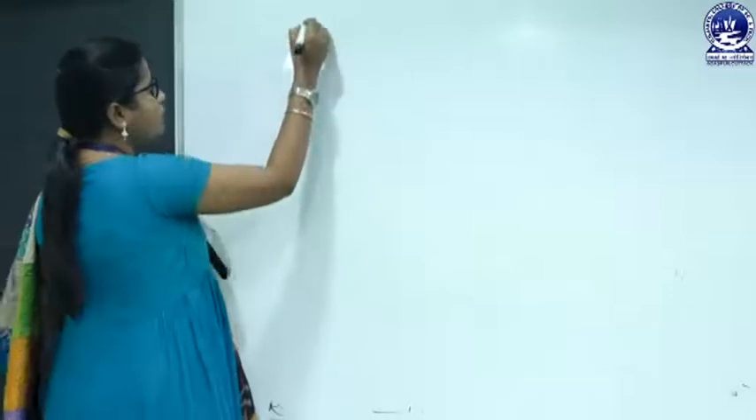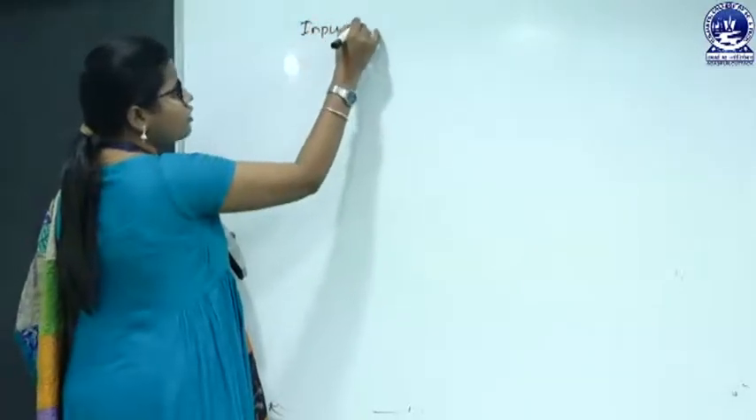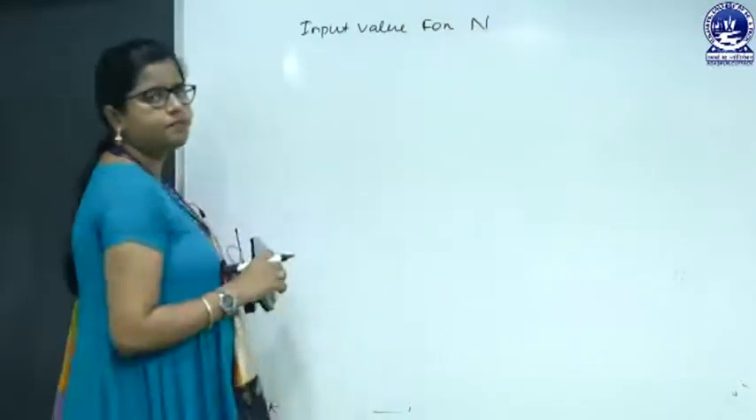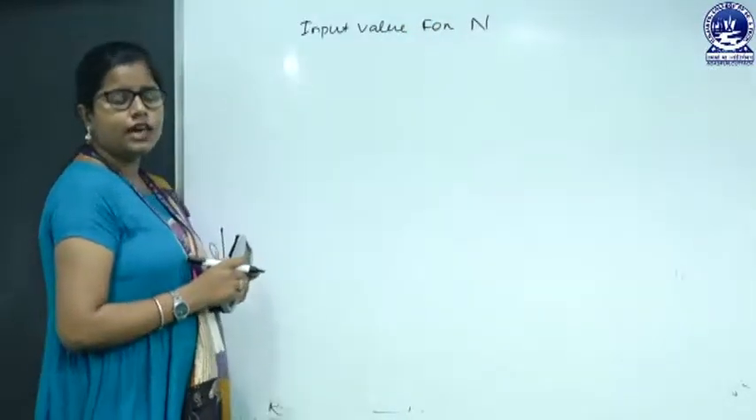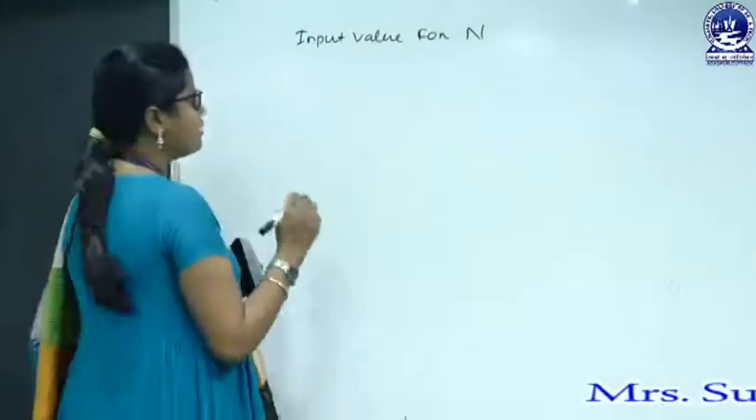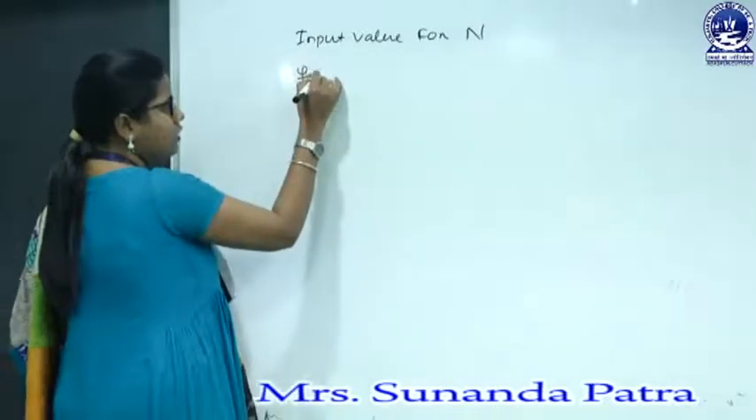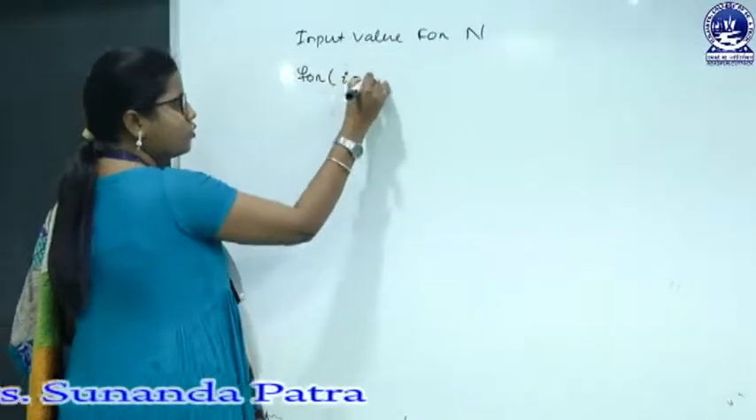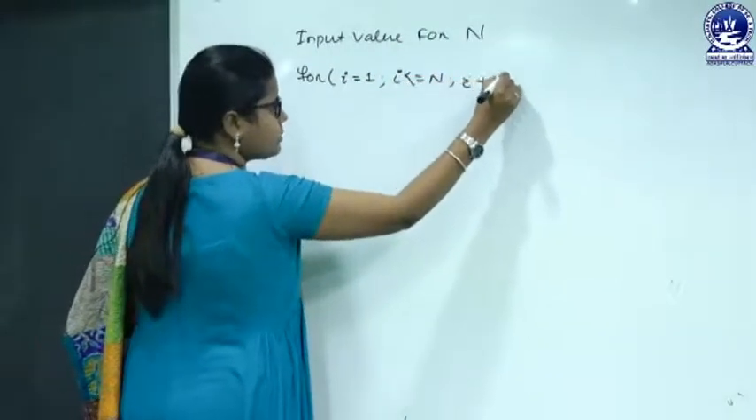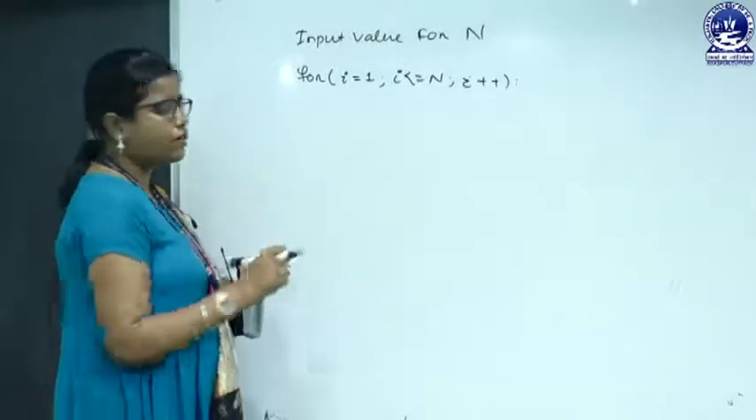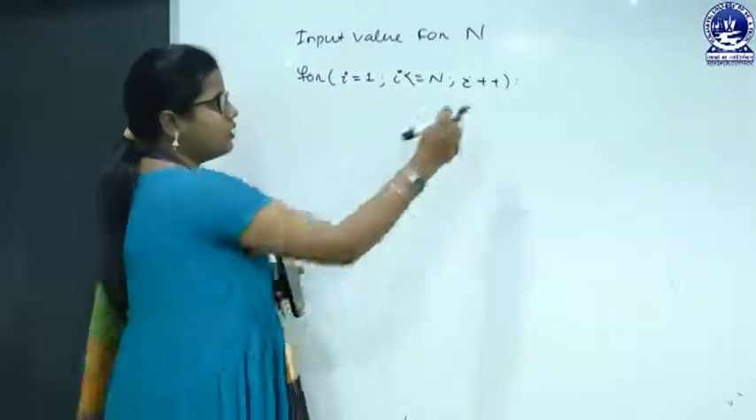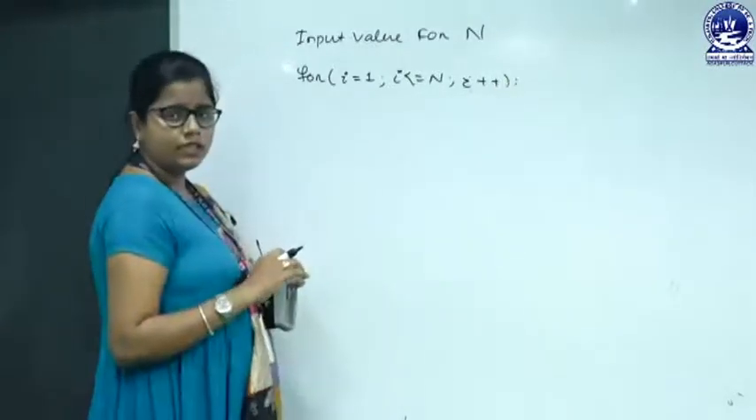So for that given number, we have to input the value. So input value for suppose n. So how to check which are the factors of n? For that we have to take a counter variable, so that is the I. So for I equals to 1, I less than equals to n, I plus plus. Here we have to follow the indentation, we don't have to write the curly braces here. So these are the starting of the indentation.